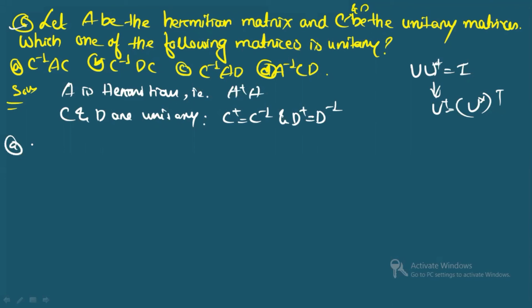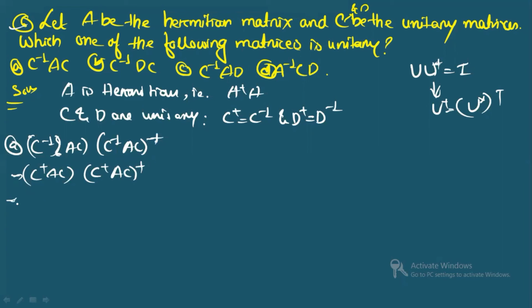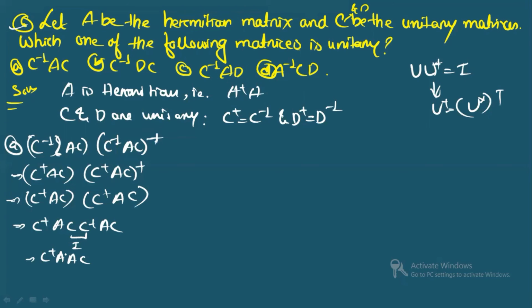Clear? First, let's check the first option. C inverse AC and C inverse AC dagger. C inverse can be written as C dagger, so this is C dagger AC. And here also C inverse can be written as C dagger, AC dagger. Now you can write C inverse AC as it is, and here you can write C dagger A, C dagger will be again C. So you will write C dagger A C, and this is I. So this will give you C dagger A square C. So it is not unitary because it is not equal to the identity matrix.